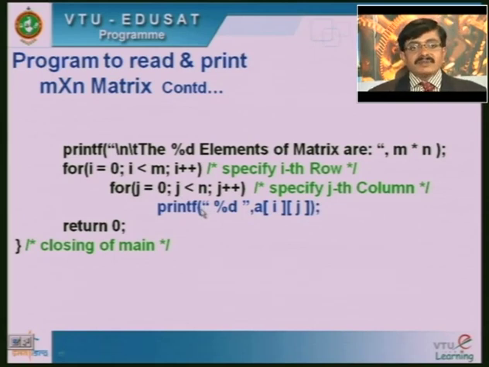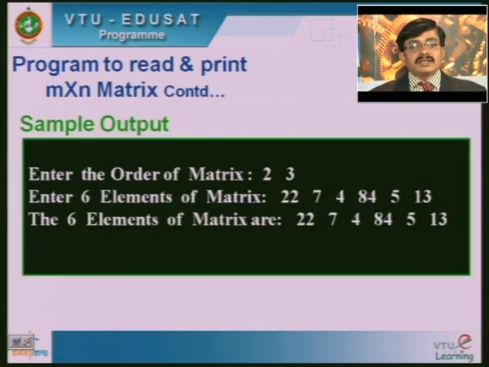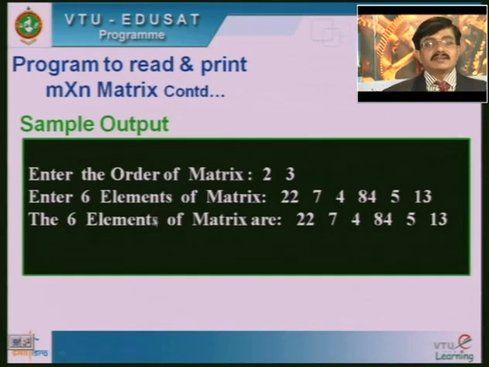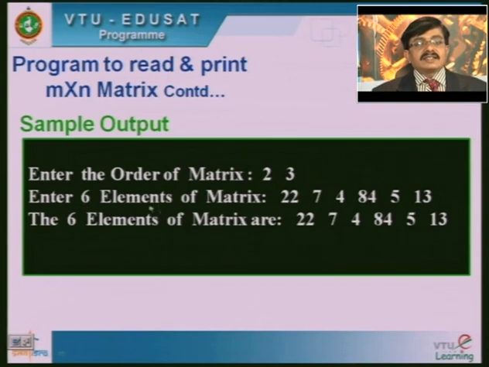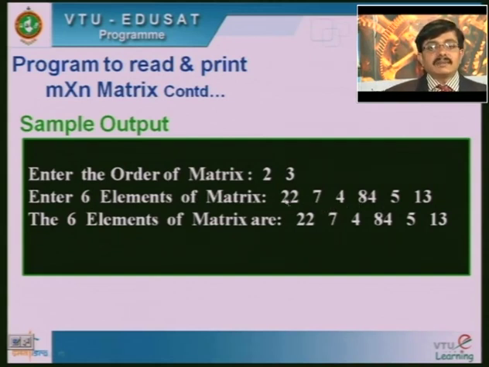But if you look at this particular program, when it is executed, the kind of output we get here is something like this. Enter the order of the matrix. Assume I am entering here 2 and 3. 2 is the row size and 3 is the column size. Altogether 2 into 3, 6 elements will be present in the matrix. Since we have the 6 elements present in the matrix, here it says enter 6 elements of the matrix. I am asking for the 6 elements of the matrix. So, that is 22, 7, 4, 84, 5, 13. So, altogether 6 elements I am entering there.